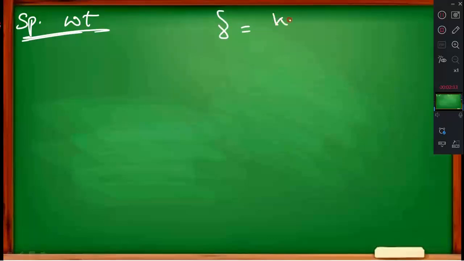Now we'll go to the second property, that is specific weight. Specific weight is your gamma, that is equal to weight by volume.